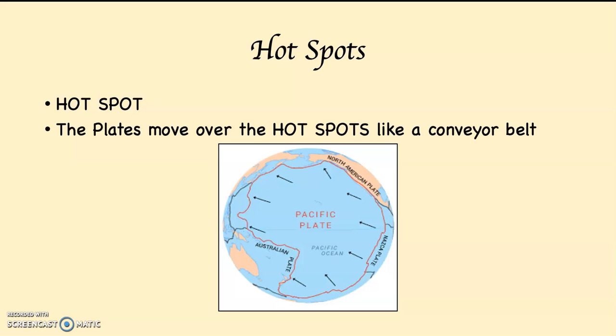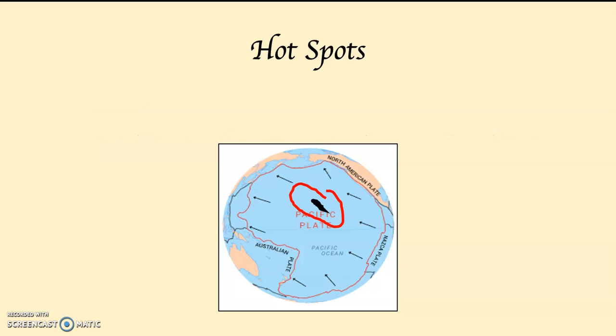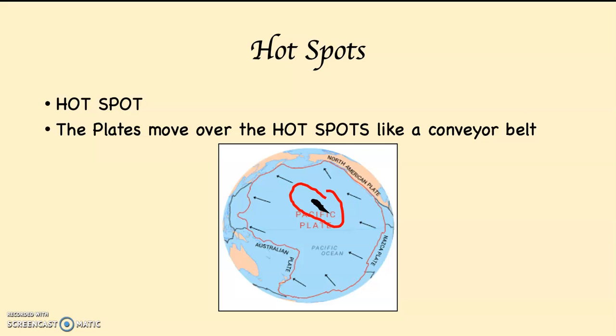So the plates move over this hotspot like a conveyor belt. You can see I've circled where the Hawaiian island chain would be in the Pacific Ocean, and you can see the trend of it, which mirrors the movement of the Pacific Plate. That's because it sits over the top of that hotspot.